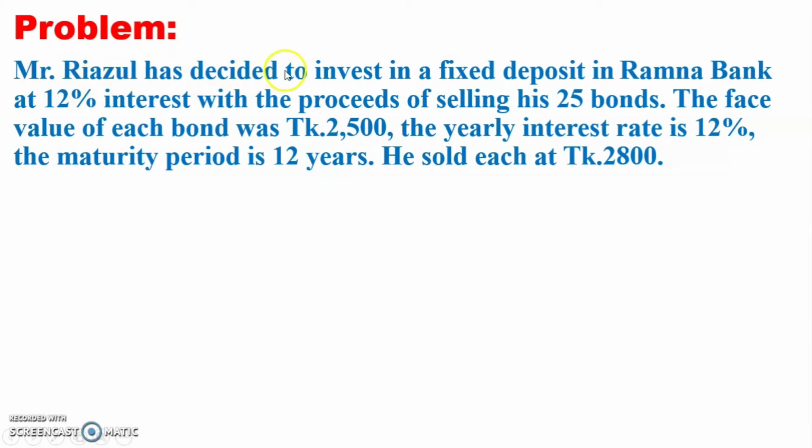Mr. Riazul has decided to invest in a fixed deposit in Ramna Bank at 12% interest with the proceeds of selling his 25 bonds. The face value of each bond was Taka 2,500 and the yearly interest rate is 12%. The maturity period is 12 years. He sold his bond at Taka 2,800.